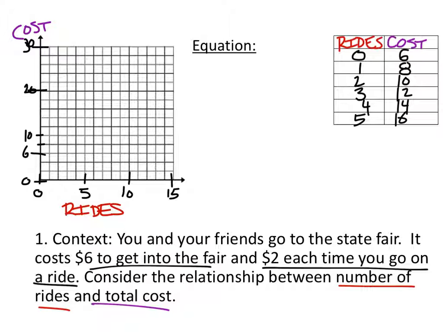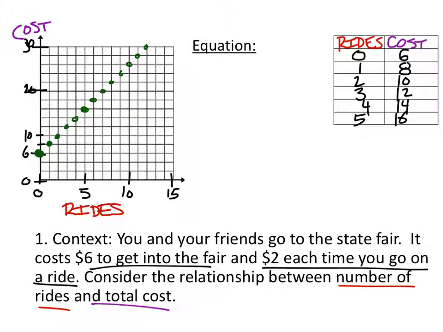All right, so from the table, we have the ordered pairs. 0 rides will cost $6, and 1 ride will cost $8. 2 rides, $10. 3 rides, $12. 4 rides, $14, and 5 rides, $16. Next question is, do we connect these points? No, because you cannot go on half a ride. Even though you could have, I suppose, half a dollar perhaps. By the way, this pattern also would continue because it is showing a straight line. So we could look at these other points if we need to.